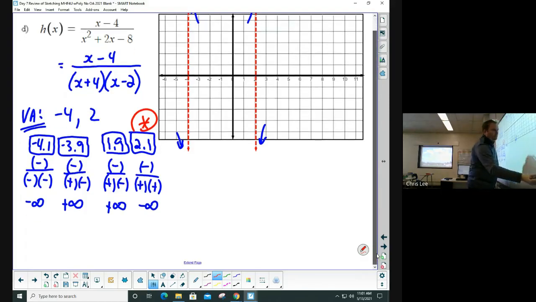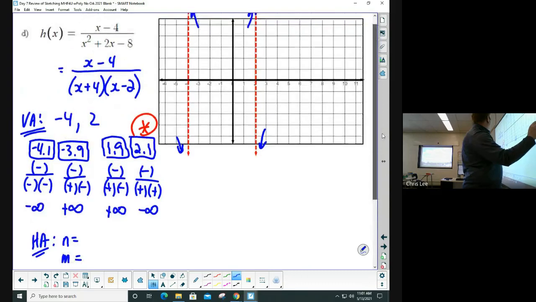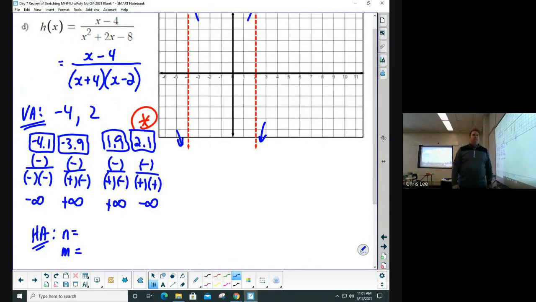Next, let's compare the horizontal asymptotes. In the horizontal asymptote, we have to find the degree in the top and the degree in the bottom. The original version of the question is better to find the degree in the top. The degree in the top is x to the power of 1, so the degree in the top is 1. The degree in the bottom is 2.